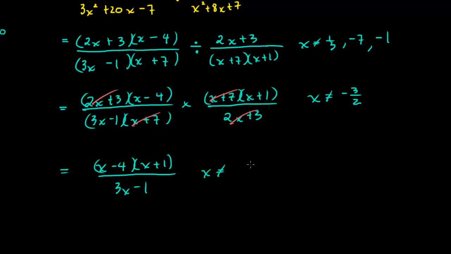And finally, I need to state any restrictions on my variable. So x cannot be equal to minus 7, minus 3 halves, minus 1, and 1/3. So you can see that I can take this complicated expression that I've written above, and it reduces to an expression that's quite a bit simpler.